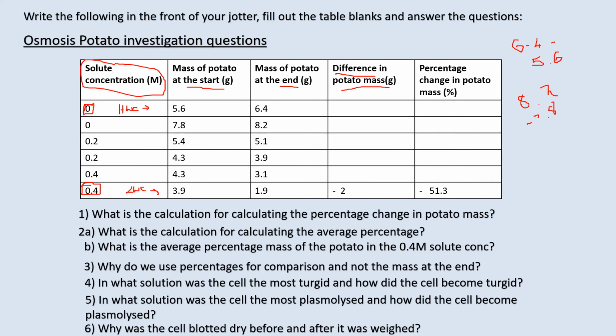and so forth. To get your percentage change in your potato mass, you want to take the difference that you've just got and divide it by your mass at the start. Then you want to press the equals button in your calculator, and then times it by 100 to get all of your percentage changes in mass.